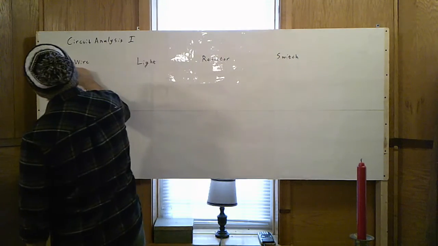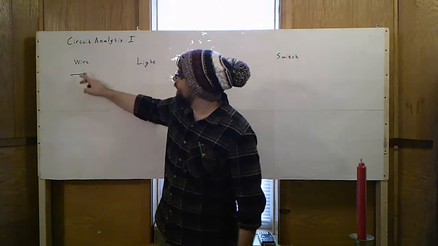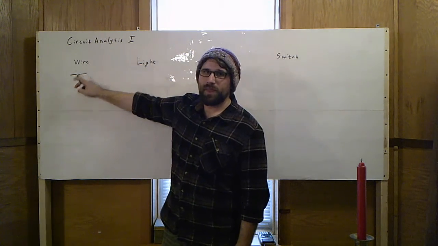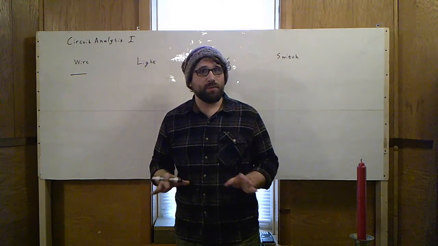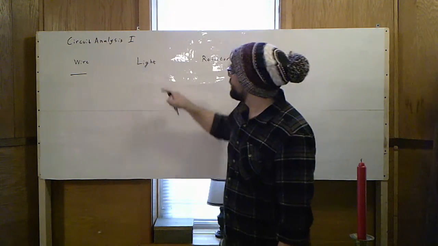Wires are just going to be a straight line. In any electrical diagram, if you just see a straight line, that represents a wire. We are not going to worry about the resistance of a wire in this unit.